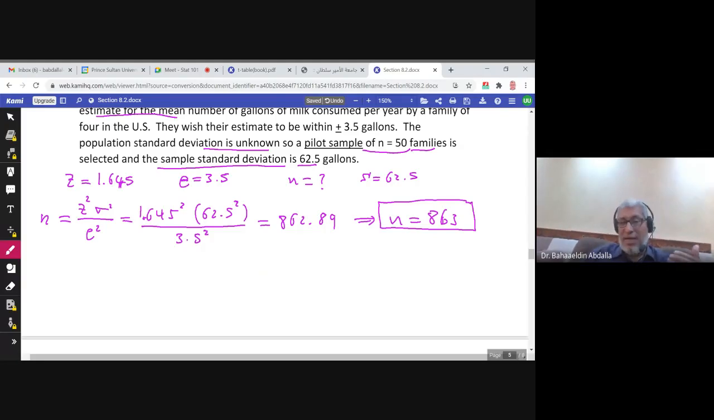Now, are we going to select 863 families for our sample? No, we are not going to select 863. Why? Because we already selected 50 in the pilot sample. So we are going to select 863 minus 50, because we already selected 50, but 863 is the required sample size.